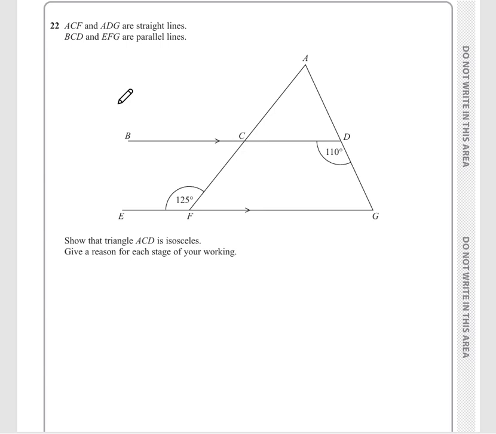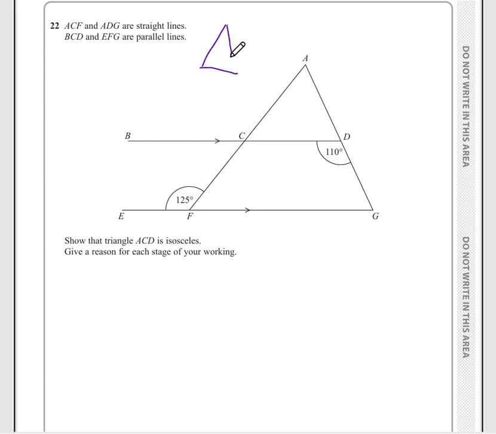Question 22. ACF and ADG are straight lines. BCD and EFG are parallel lines. Show that triangle ACD is isosceles. So ACD is this triangle up here. Just a reminder, an isosceles triangle has 2 equal sides and 2 equal angles.